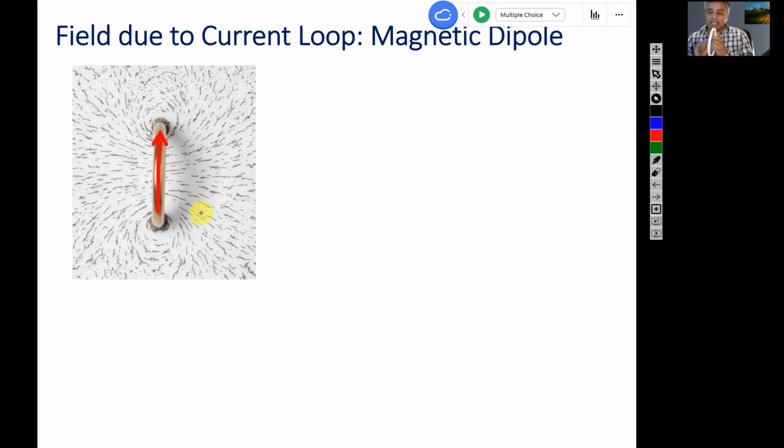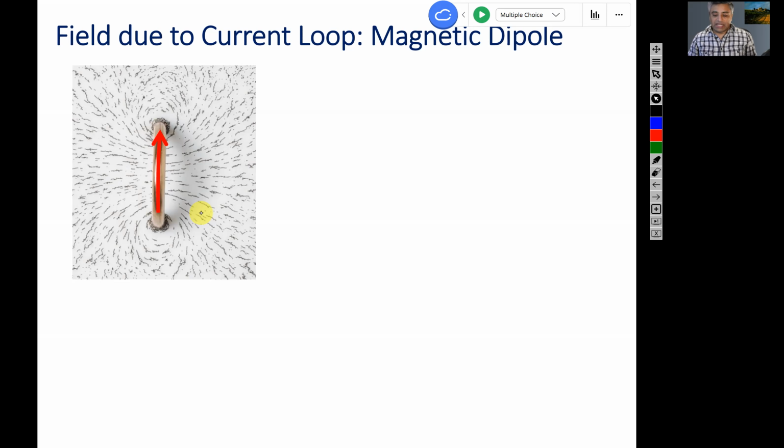But if you are just interested in the center, you can use a second version of this. Just point the 4 fingers in the direction of flow of current in the loop. Grab the loop with the 4 fingers, and now the thumb points in the direction of magnetic field. So it's just a slight modification of right-hand rule number 2. We are switching the fingers.